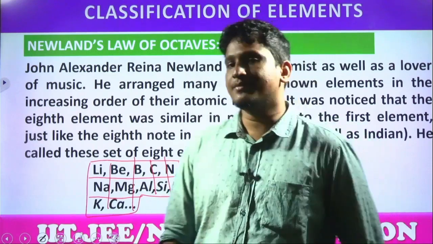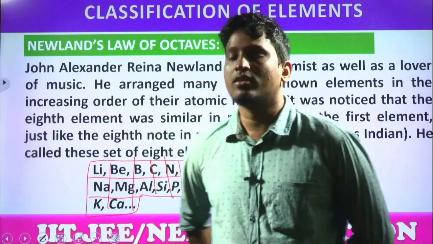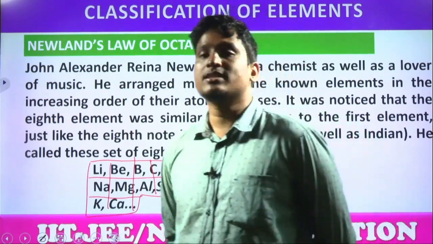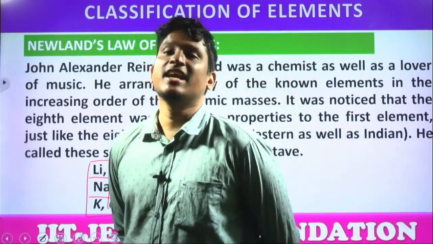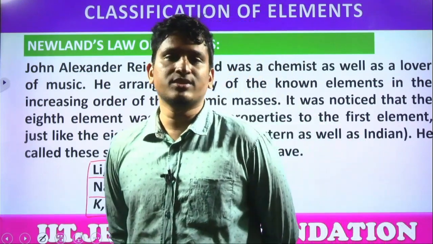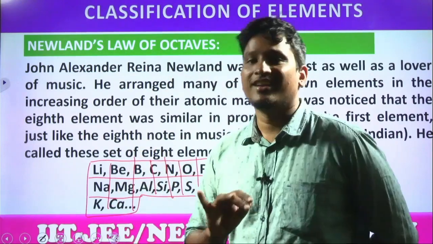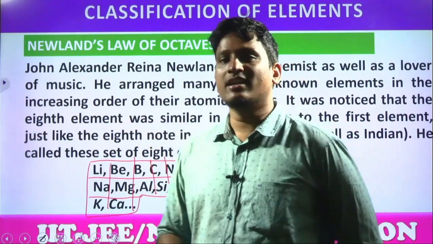So how did he classify the elements? This classification has some little significance. Why? Because he is the first one to classify the elements based on increasing order of atomic masses. So that means the first element should be hydrogen. He didn't classify it. Next, helium. He didn't classify it. He starts with lithium. Why he didn't classify, I'll also explain.